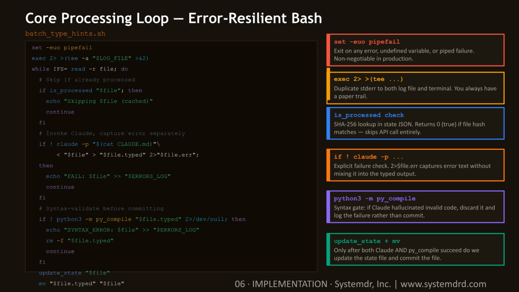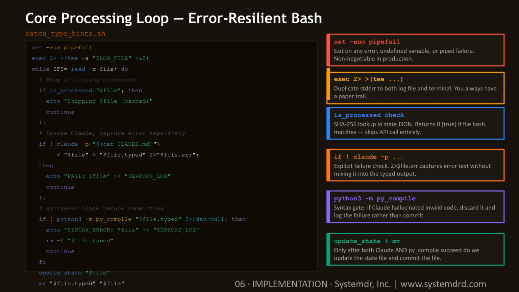exec 2> >(...) process substitution duplicates stderr to both a log file and the terminal simultaneously. This means every error from every tool in the script is preserved in type_hints.errors for post-run analysis, while still being visible in real time when you are watching the job run.